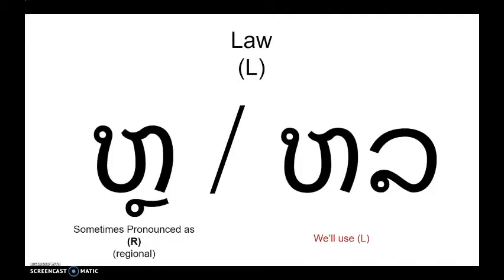Here we have 2 renditions of the letter la. The first one is almost like an abbreviation of la, and it's the letter H with this little symbol underneath. Sometimes this letter la is pronounced as an R in regional pronunciations, but for the most part we're going to be using the L pronunciation. On the right hand side we have ha and la, which make la as well. So we're going to use the L sound for la.